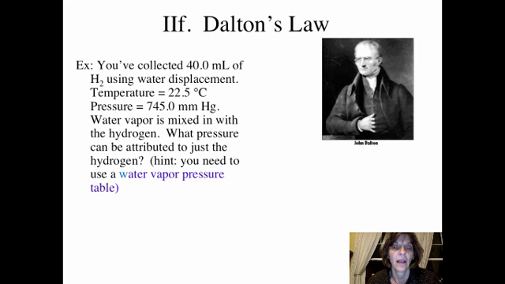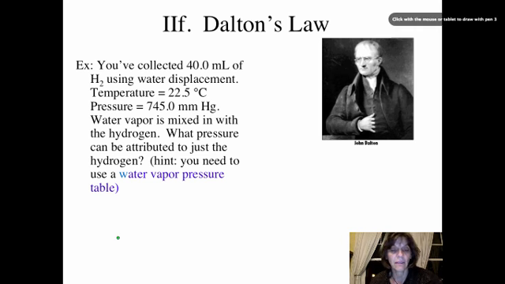So here's an example. If you've collected 40 milliliters of hydrogen using water displacement, and you've got a temperature of 22.5 and a pressure of 745 millimeters of mercury, water vapor is mixed in with the hydrogen when you collect it. But you want to know about the hydrogen by itself, so you want to know what pressure can be attributed to just the hydrogen. So we need to figure out what the total pressure is of that system, and then subtract out whatever we can that's caused by the water vapor.